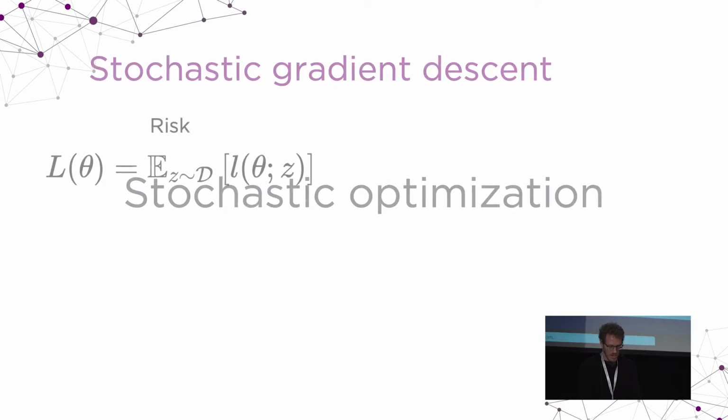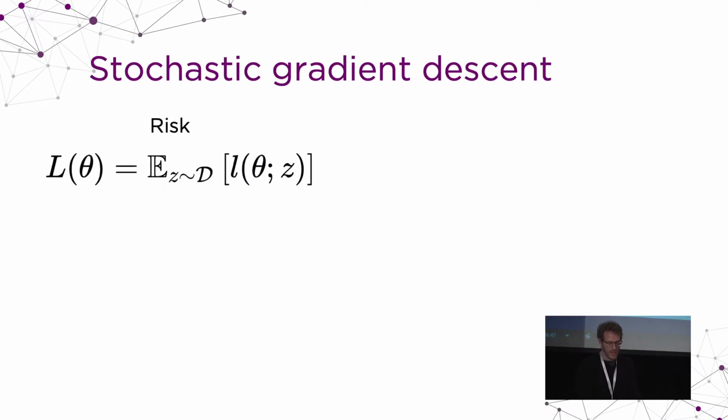The last part is, why are we doing stochastic optimization and not purely optimization? So remember yesterday we had the risk function, the expectation over the data distribution, and I will evaluate this loss function for all possible examples in the universe.